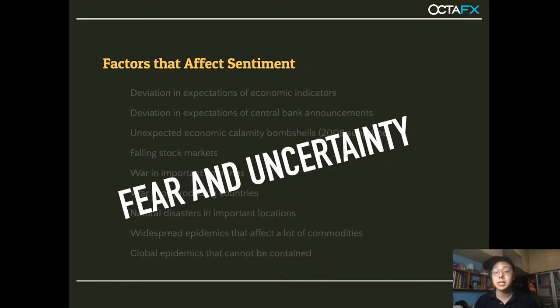That's also uncertainty. That's also fear, because nobody knows what's happening. Okay, so all these events, as long as they are going to affect the global environment, causing fear and uncertainty, are going to affect sentiment. So that's a very quick check: whether an event will affect the sentiment.